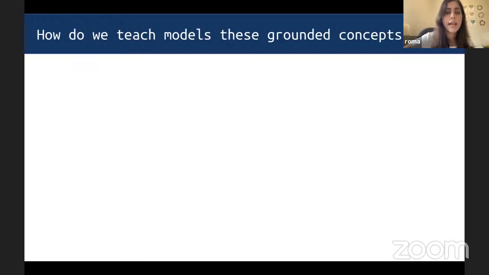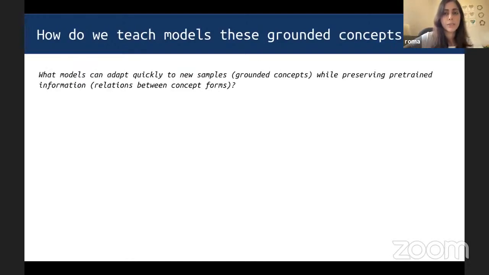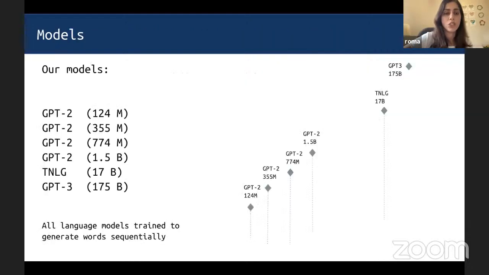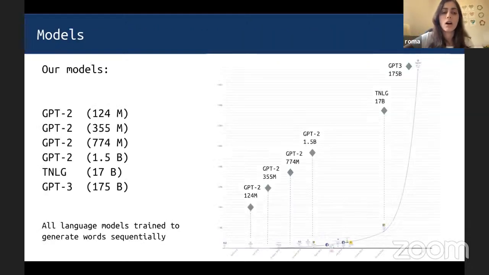So let's also look at what models we're going to consider for these grounded concepts, and specifically what models can actually adapt quickly to new samples, which is grounded concepts in this case, while preserving pre-trained information. And we consider 6 different types of generative language models.